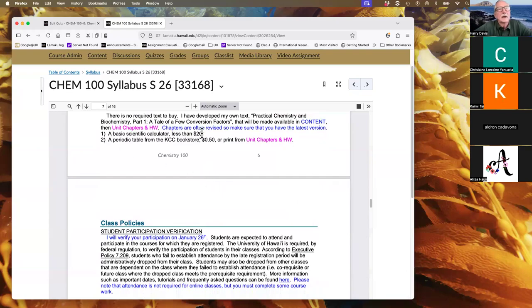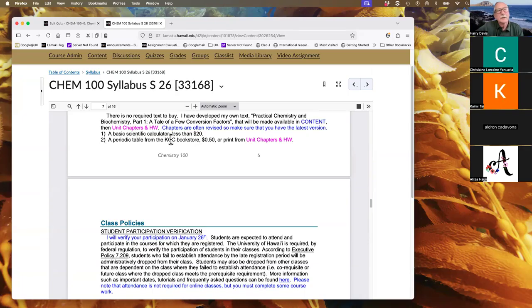So a basic scientific calculator, just buy a cheap one. Don't get an expensive one because it'll have too many features on it. You won't be able to figure out how to use it. And the thing about the calculator is you need to be able to turn that into a tool for you, not something that you're going to try to avoid. So especially when we do scientific notation and things like that, you need to understand how to input numbers in scientific notation, how to figure out what your answers are with scientific notation. At the end, we'll do the log and the anti-log, but that's not the important part right now.